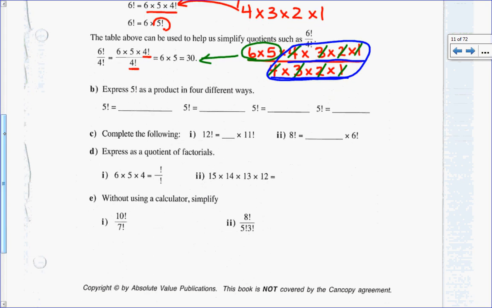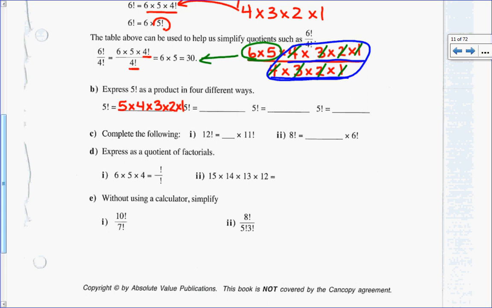All right, so let's see if we can try B. B says express 5 factorial as a product in 4 different ways. Okay, well let's start with the original, which would be 5 times 4 times 3 times 2 times 1.